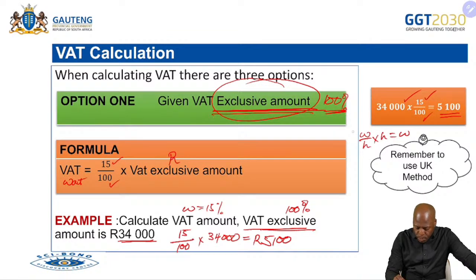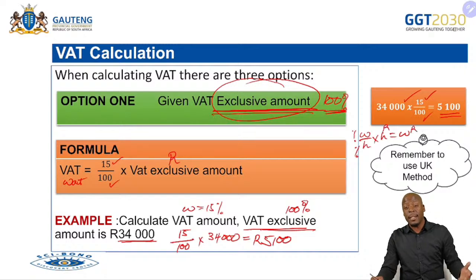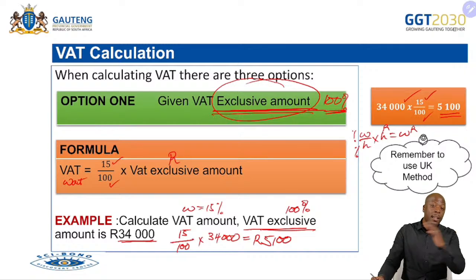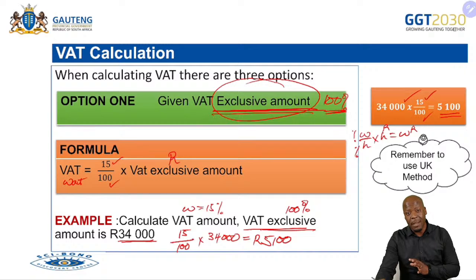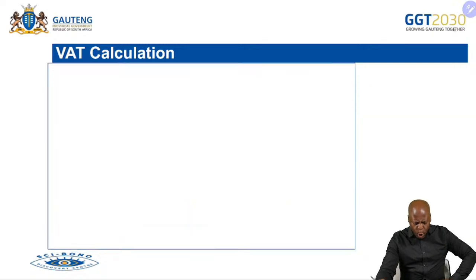So the want has to be a percentage, the have has to be a percentage, and the have here has to be rands. And the answer here becomes rands. This is the method that I'm going to be using during today's lesson. You need to understand this particular method because I'm going to be relying on it to calculate most of my figures. Let's quickly go on to another option.